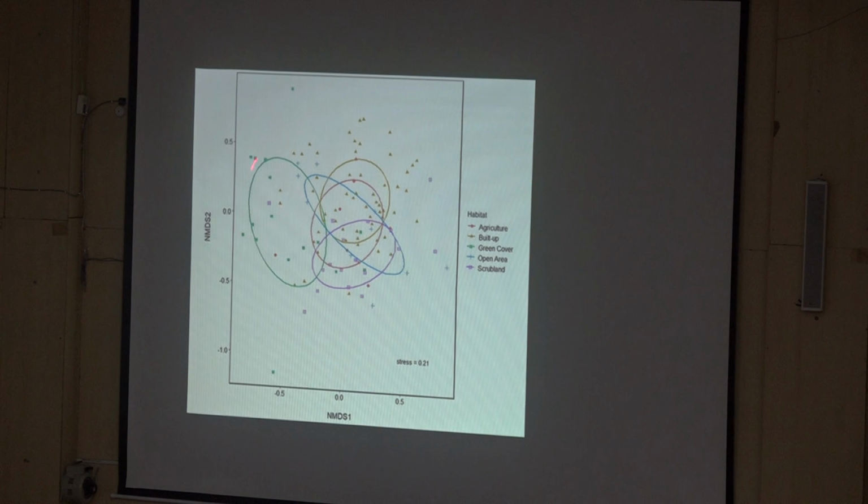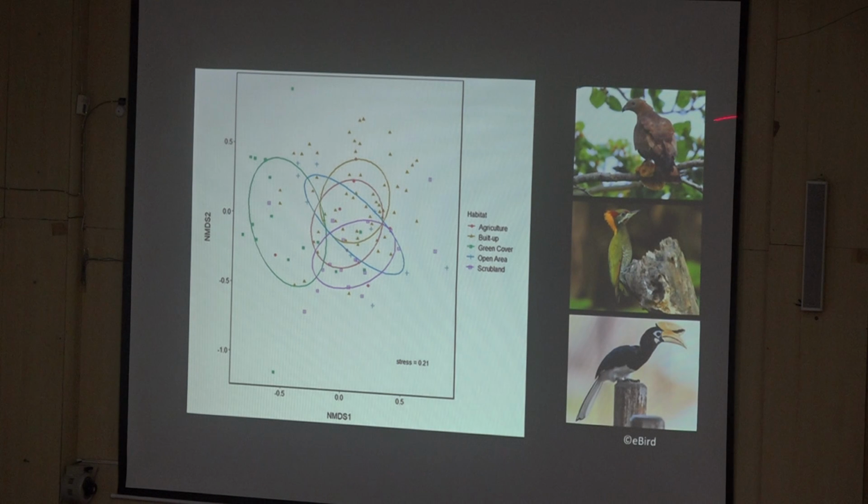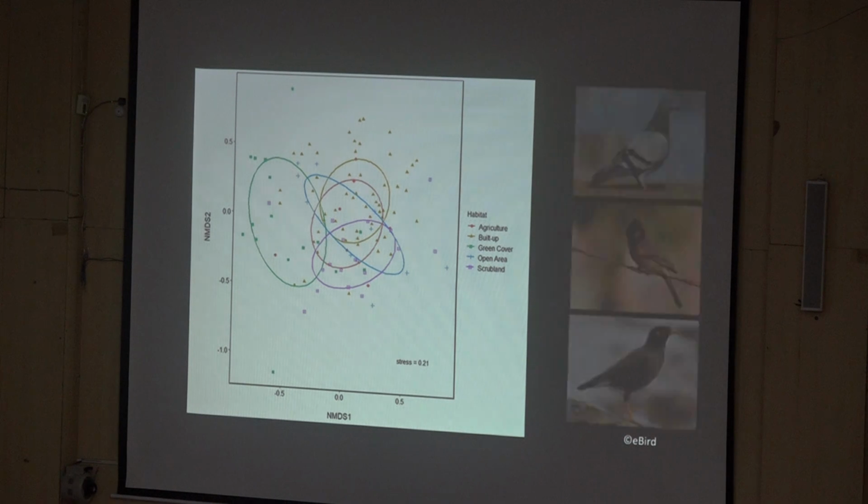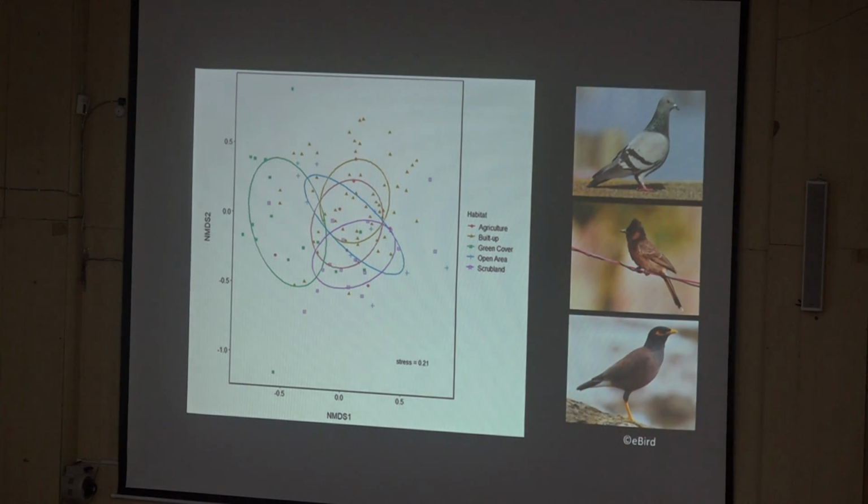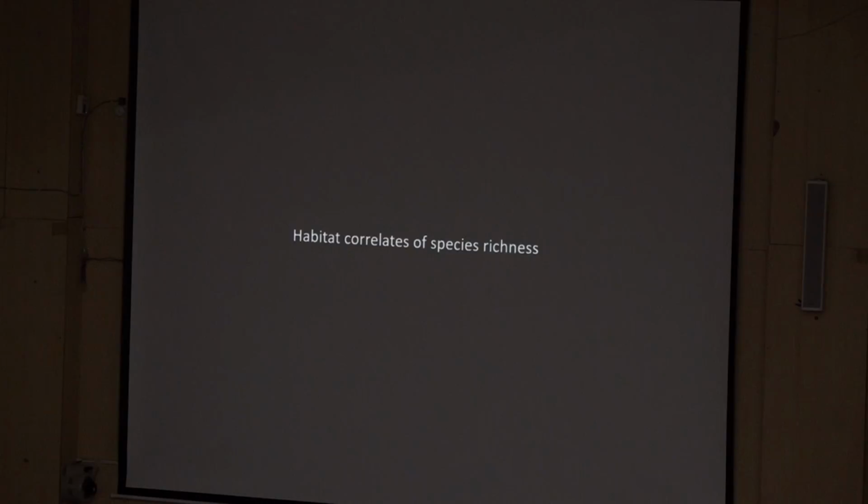The species composition ordination graph shows that the plots of green cover were clearly separated from the other habitats, and this is due to the presence, as I mentioned before, of woodland raptors, hornbills and woodpeckers, which were only found in the green cover plots. But in the other 4 habitat types, there were a lot of generalist species like the feral pigeon, red-necked pigeon, and common myna. So this can account for what is basically a movement towards biotic homogenization in the plots of the other habitat types.